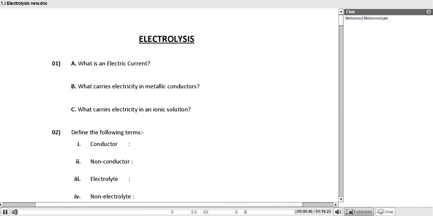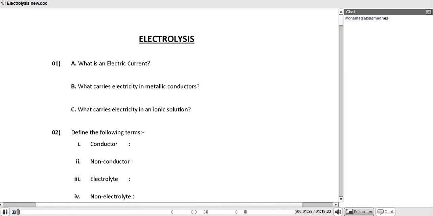Let us see what the term electrolysis means. Electro is electricity, lysis meaning breaking down. So breaking down of a substance using electric current is what we study under electrolysis. Likewise, you will come across later on terms such as hydrolysis. Hydro is water, lysis is breaking down. So breaking down a substance using water is referred to as hydrolysis. We'll be studying that later on, right?